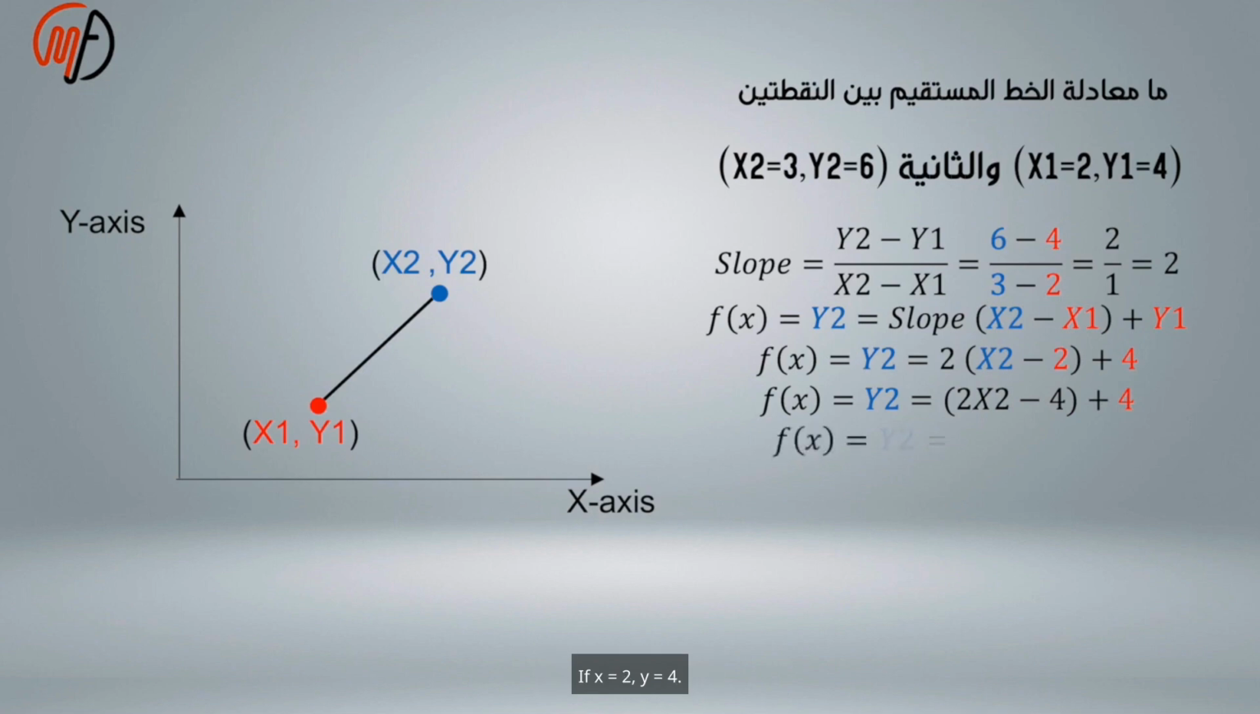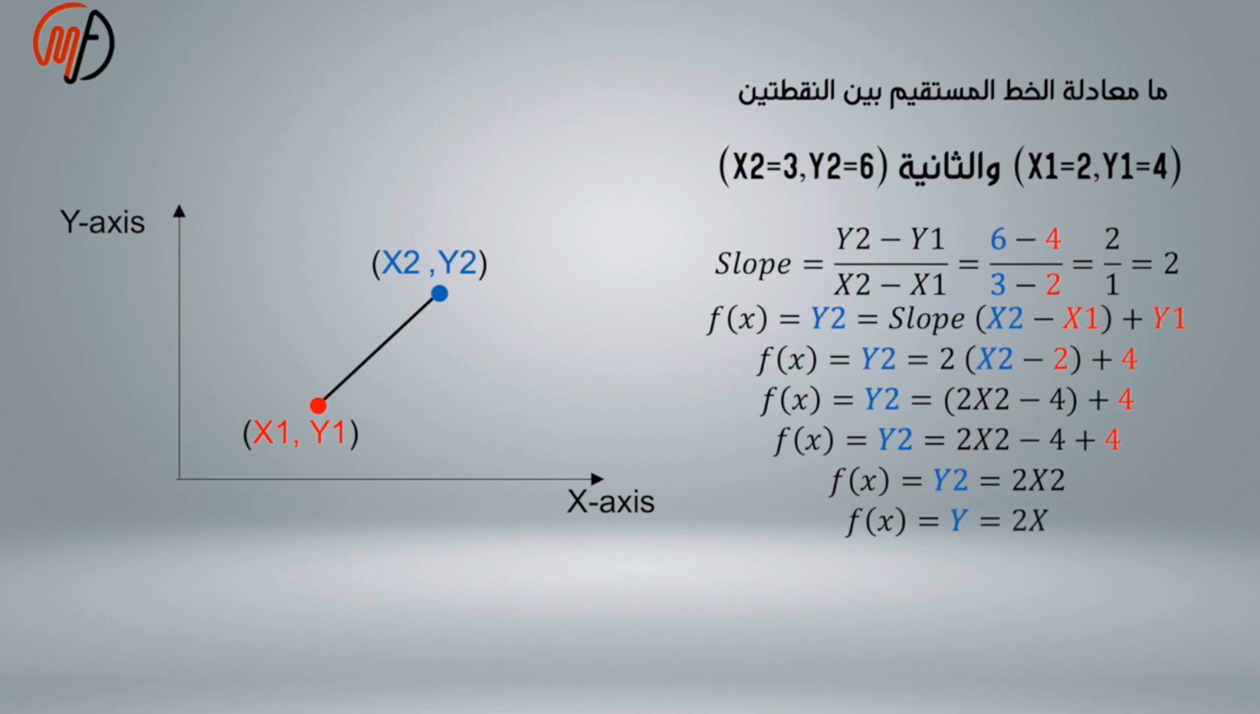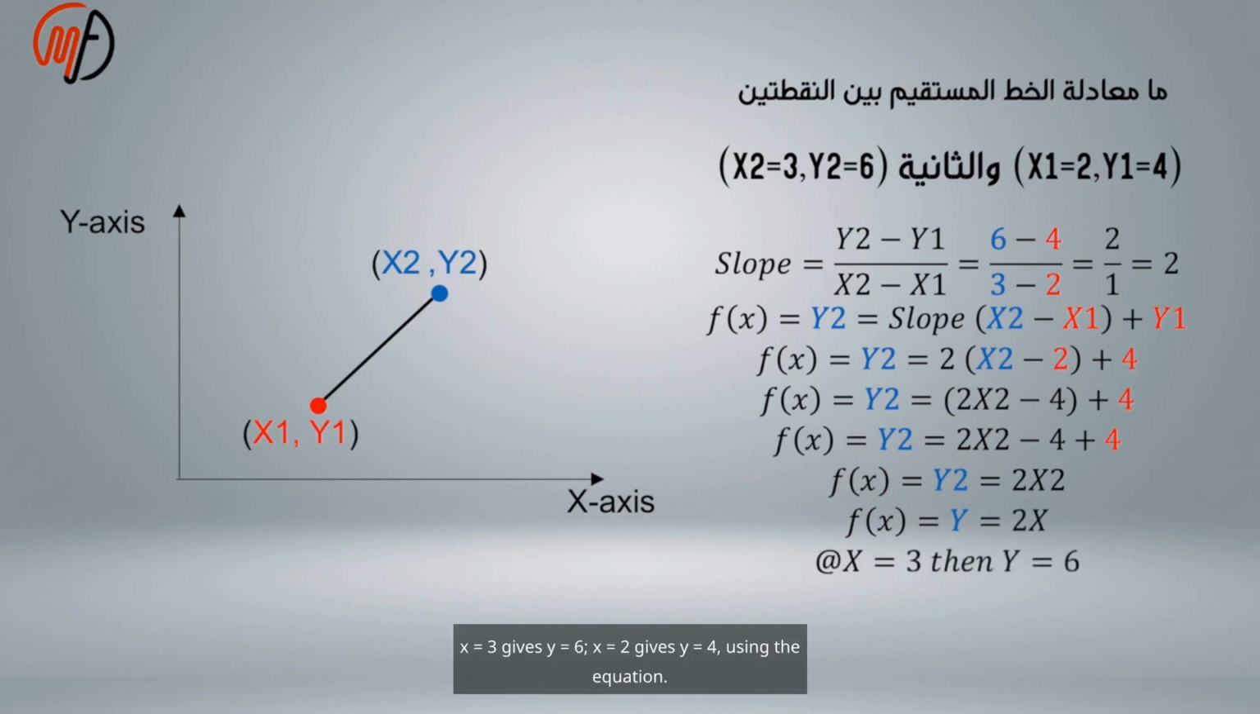If x is 3, y is 6. If x is 2, y is 4. From the line equation, y equals slope times (x minus x1) plus y1. If x1 is 0 and y1 is 0, then y equals slope times x, passing through the origin. x equal to 3 gives y equal to 6, and x equal to 2 gives y equal to 4, using the equation.